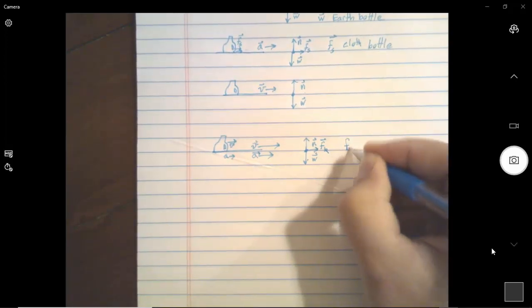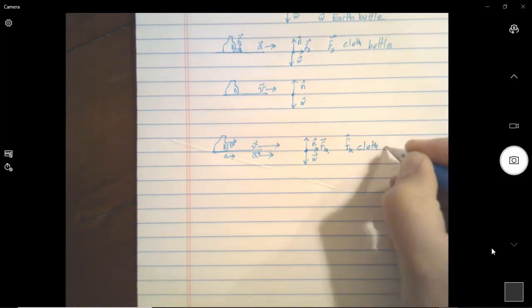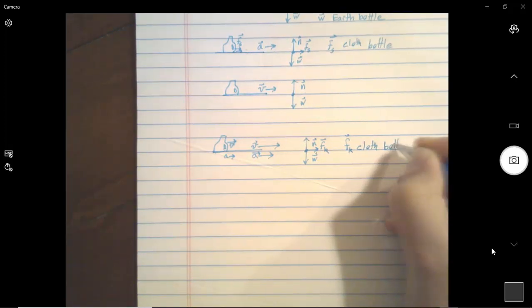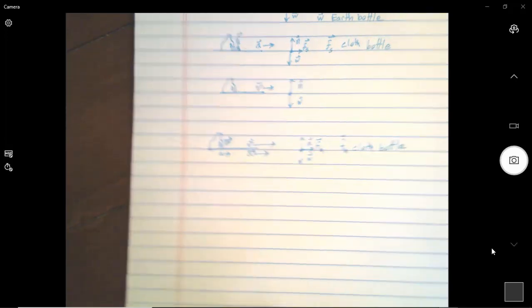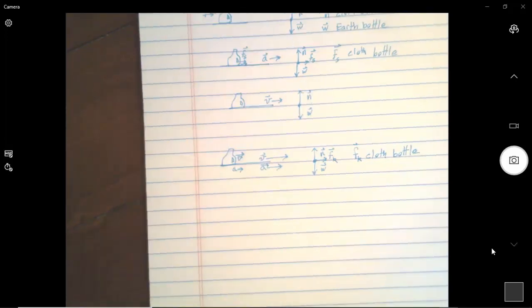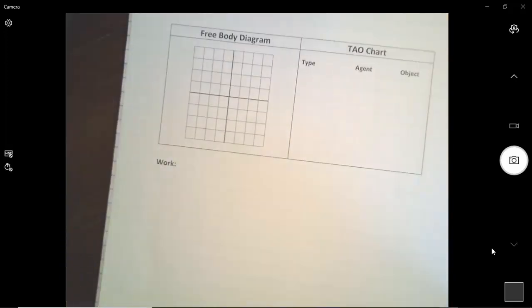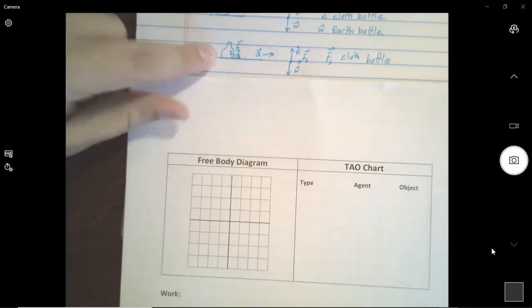So with our tau chart, the type of force is kinetic friction, the agent is the cloth, and the object is the bottle. So let's actually pose a question. Our problem asks us, first thing we want to find is what is the fastest we can accelerate the bottle without it sliding off the back of the cloth.